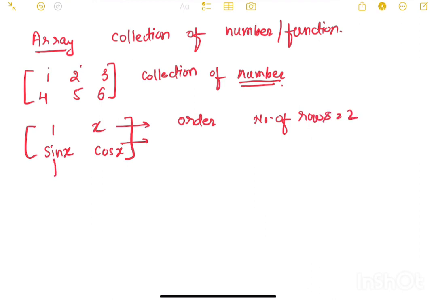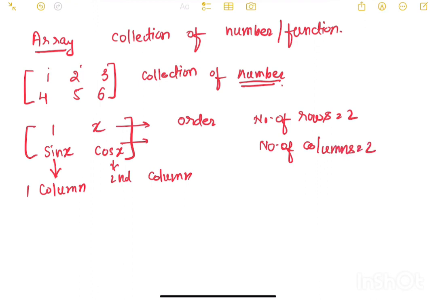Right, and this is my first column, and this is my second column. So the number of columns is 2. So the order will be 2 cross 2. I hope you're getting it.